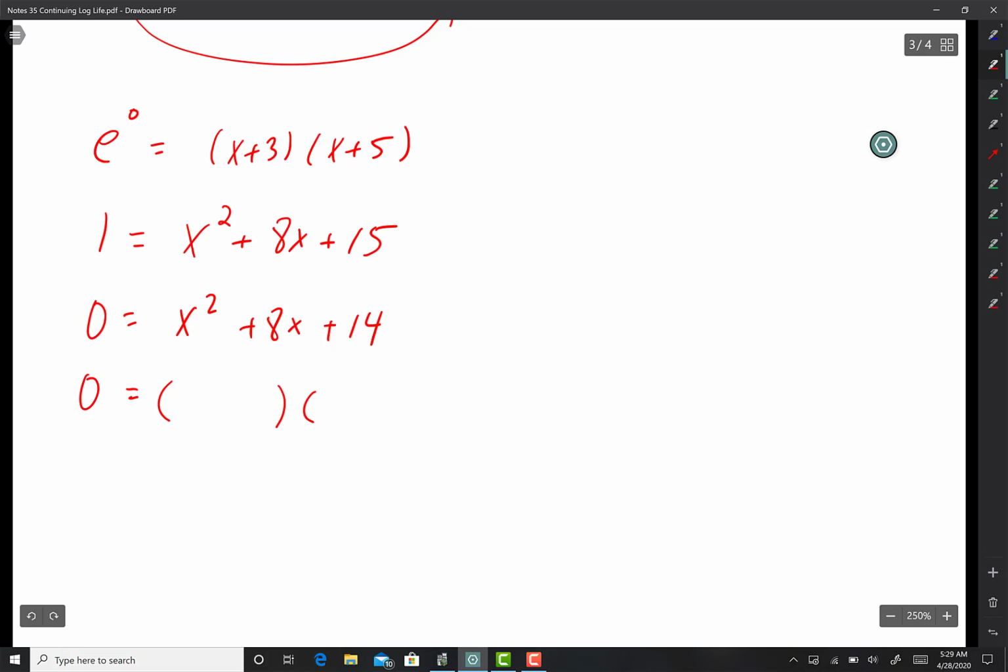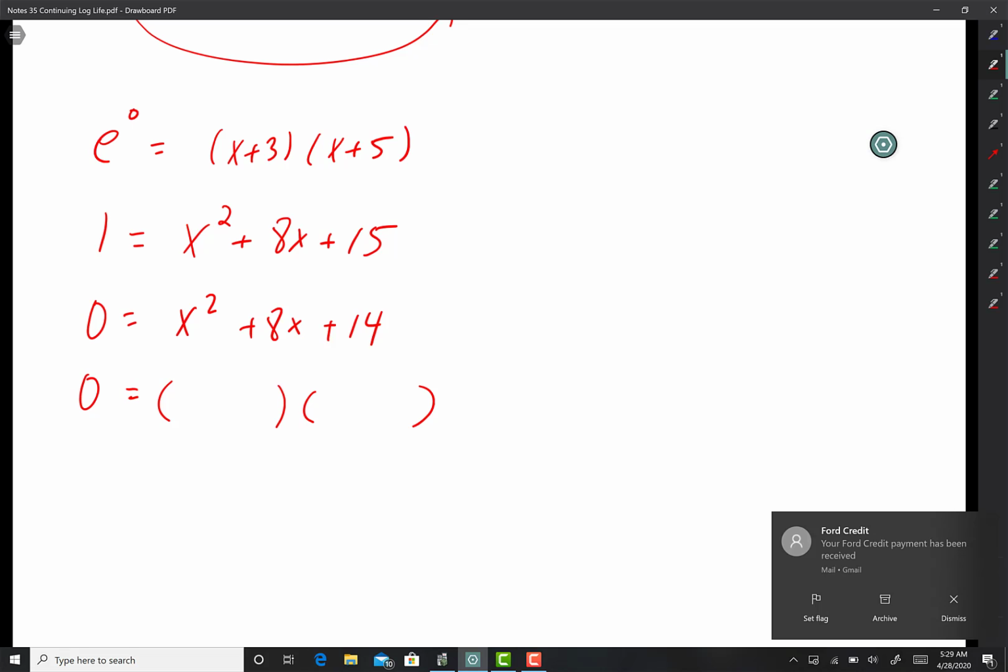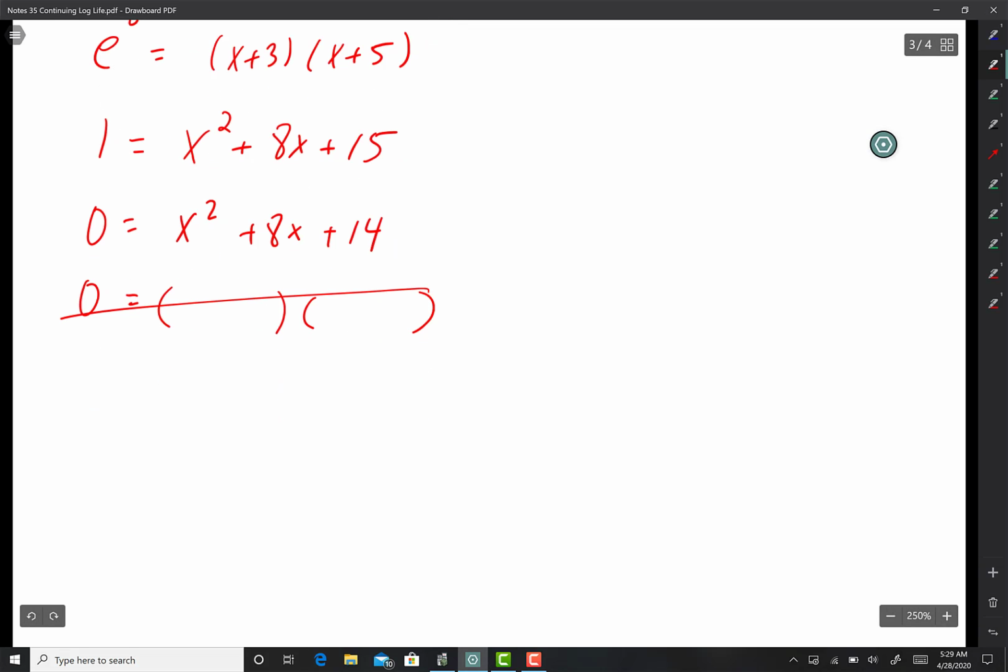I don't know, we might have to use the quadratic formula. Are there two numbers that when we multiply give us 14 but add up to an 8? No. So we're going to have to use the quadratic formula. A is 1, B is 8, C is 14. So here we go, guys.